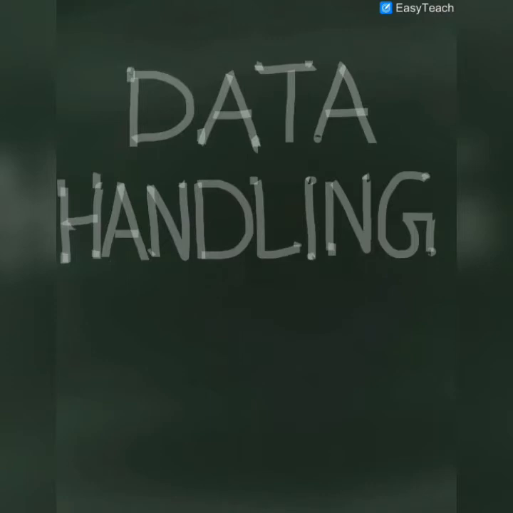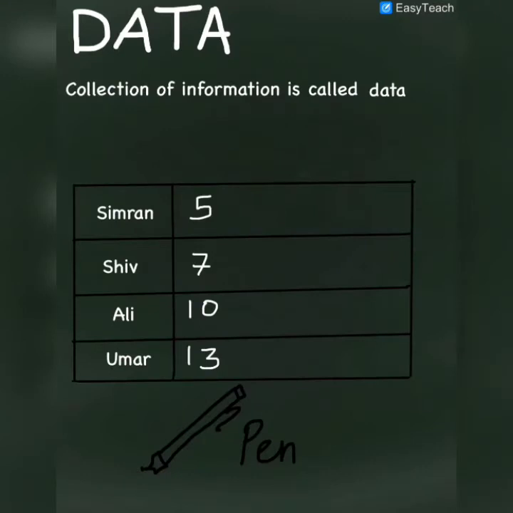Hi students, today we'll study data handling. Let's see what is data. Collection of information is called data. For example, look at the following table. In this table, you can see the information of the number of pens each person has. Simran has 5 pens, Shiv has 7 pens, Ali has 10 pens and Umar has 13 pens. So this is called data.